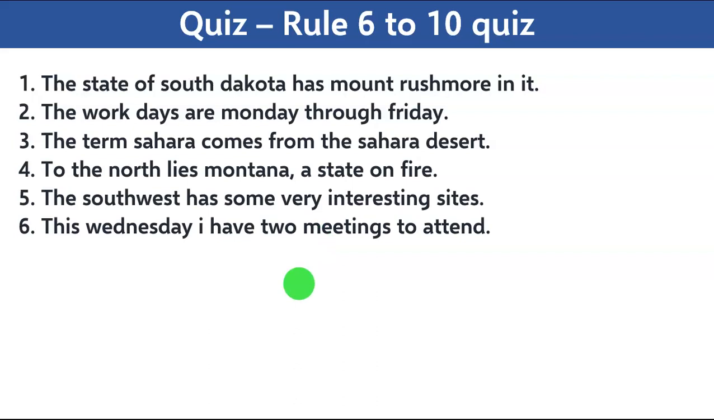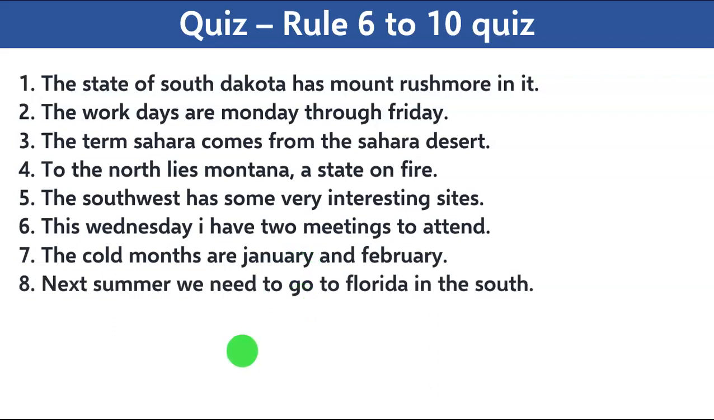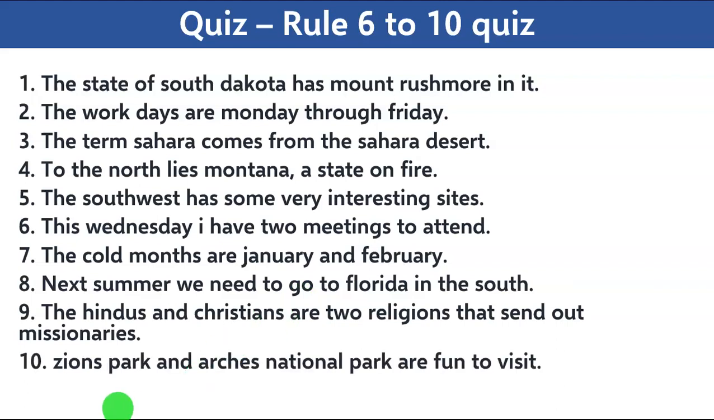Number 6, this Wednesday I have 2 meetings to attend. Number 7, the cold months are January and February. Number 8, next summer we need to go to Florida in the south. Number 9, the Hindus and Christians are 2 religions that send out missionaries. And number 10, Zion's Park and Arks National Park are fun to visit.